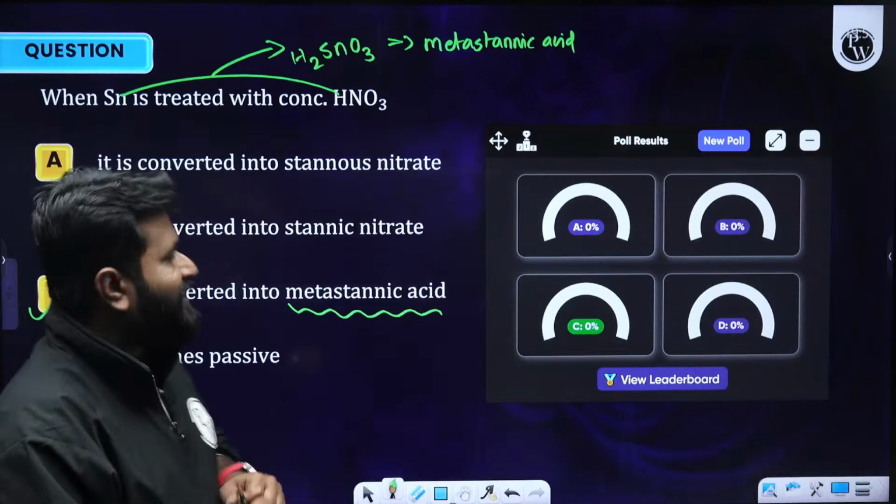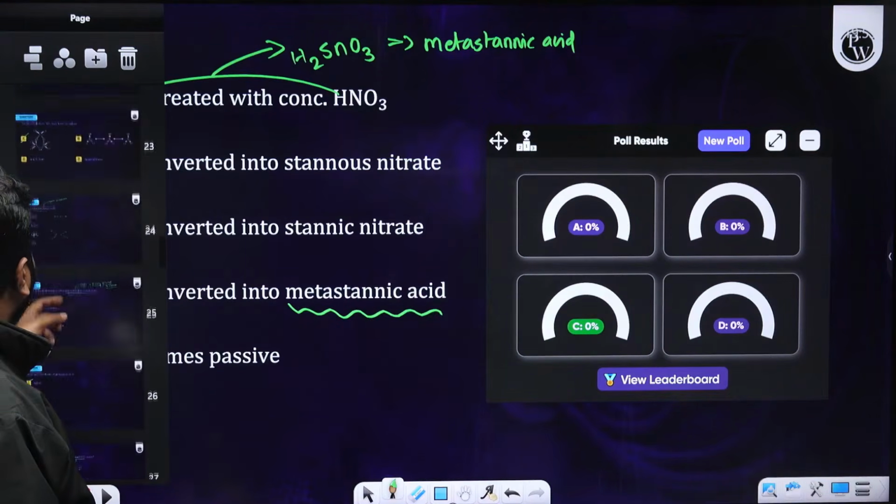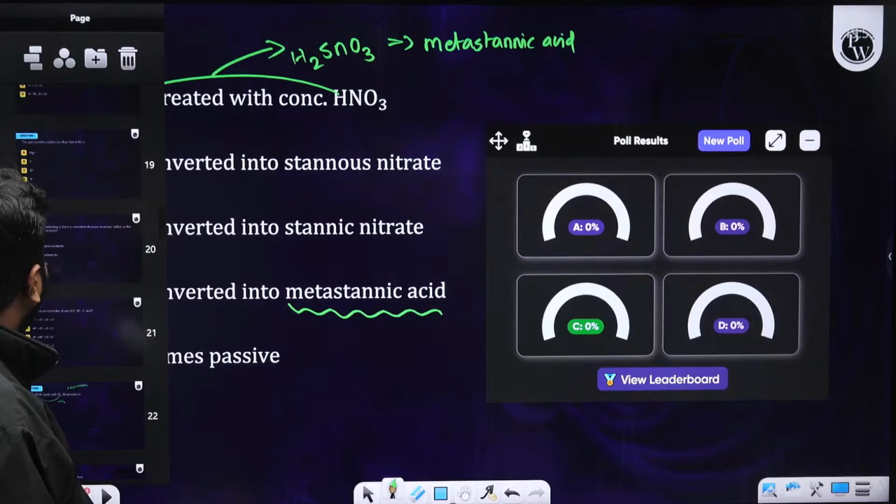Okay, fine. Now, the last topic to give you motivation. Which chapter am I going to take, my dear students? Any idea?